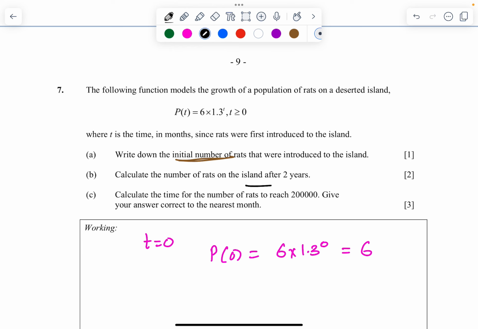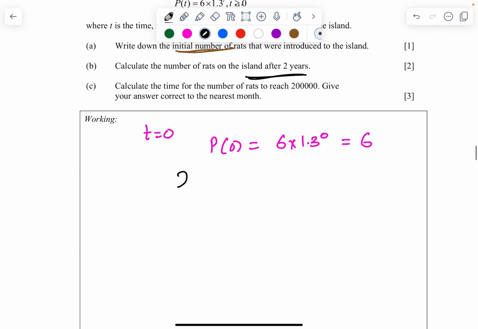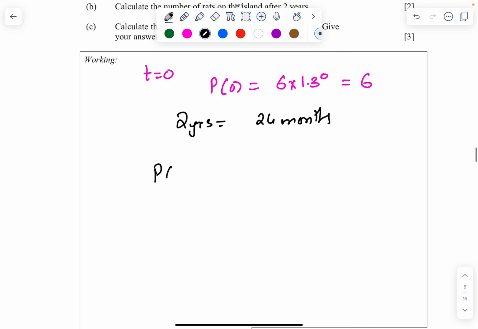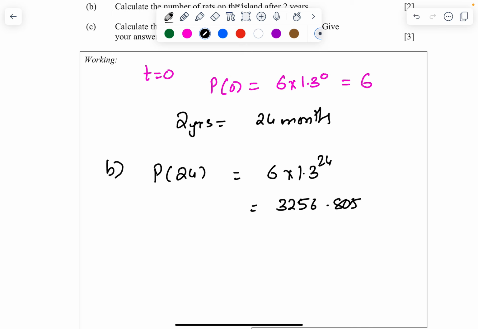Calculate the number of rats after 2 years. 2 years means nothing but what? It is 24 months. Don't forget to convert into months because the time is in months, not in years. So P of 24 we are going to find for part B, which is 6 times 1.3 whole to the power of 24, which is 3256.805, which is 3256.